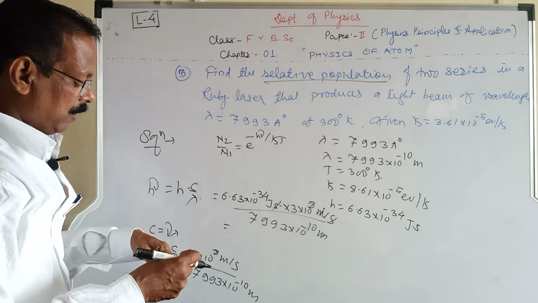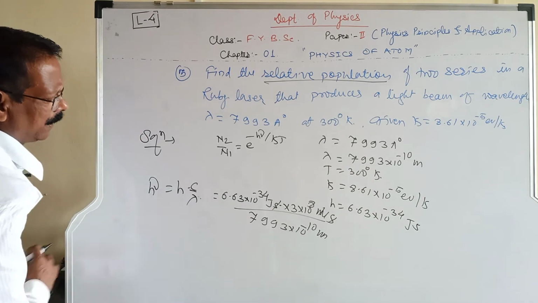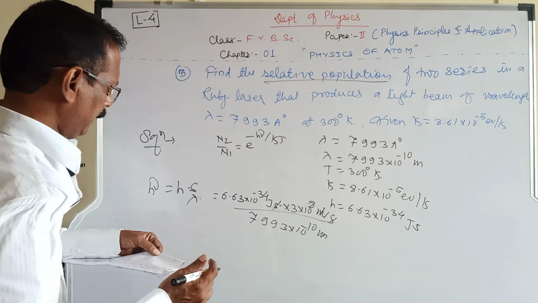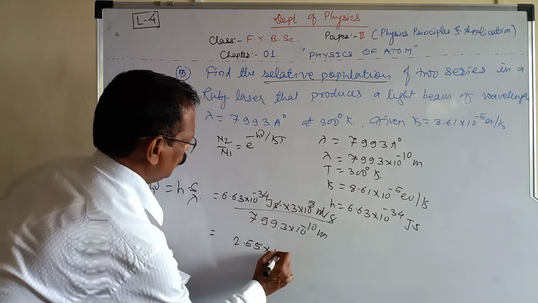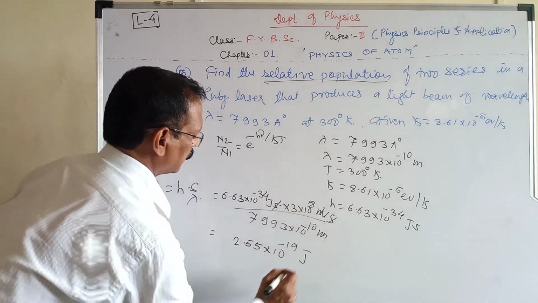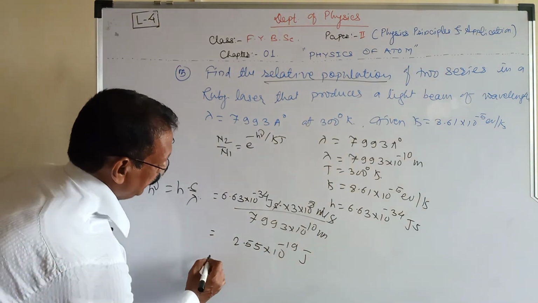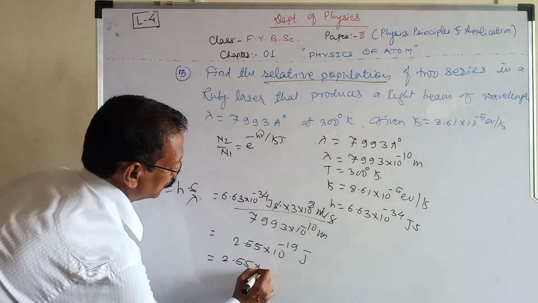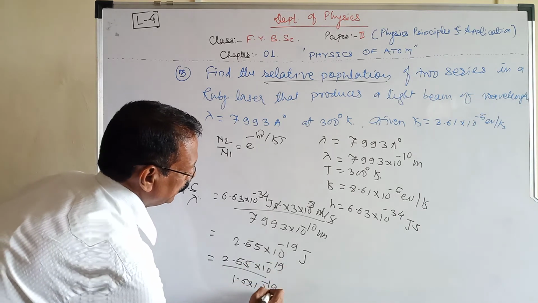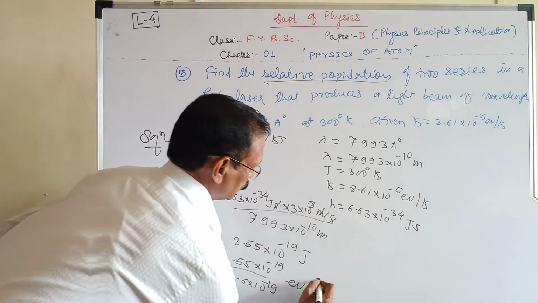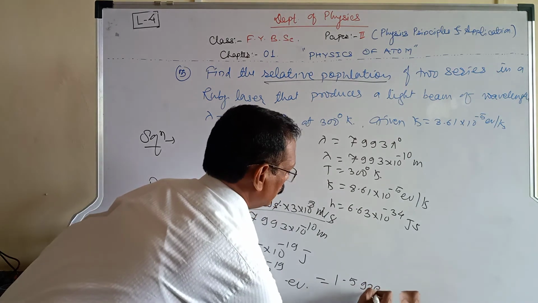I can write the value directly without wasting time. You can calculate here, and you will get 2.55 into 10 raised to minus 19 joule. So we have to convert it into electron volt. How can we convert that? It is 2.55 into 10 raised to minus 19 divided by 1.6 into 10 raised to minus 19. You will get electron volt here. So after calculation, you will get the value 1.593 electron volt.